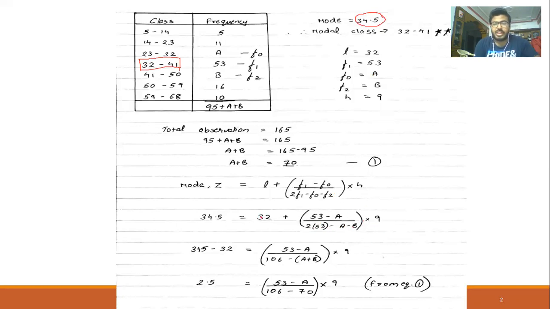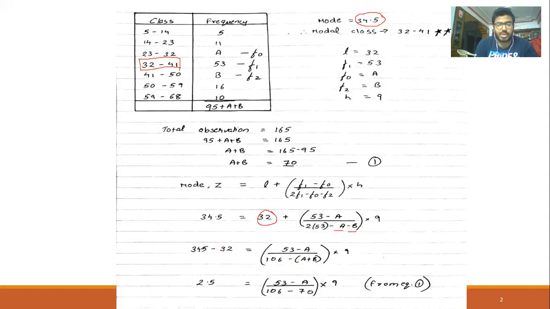The H value is 9. Now, as we did earlier, first you have to take this 32 to the left-hand side. So plus will become minus. So 34.5 minus 32 equals 53 minus A, and 2 into 53 is how much? 106. Now look here, it is minus A and minus B. Can I take minus as common? I'm taking minus as common. What will come inside? A plus B. Minus A, and minus into minus will become plus. Plus into minus will become minus. So that is correct. So we take minus common, into 9, that is the H value.